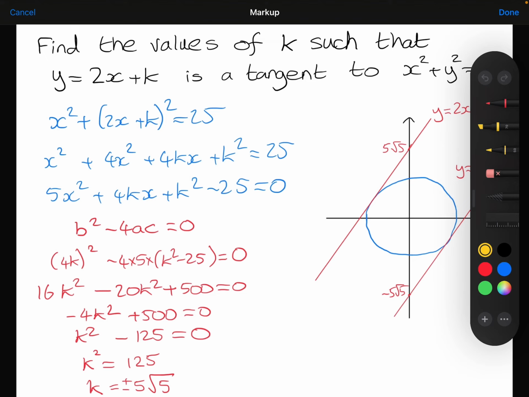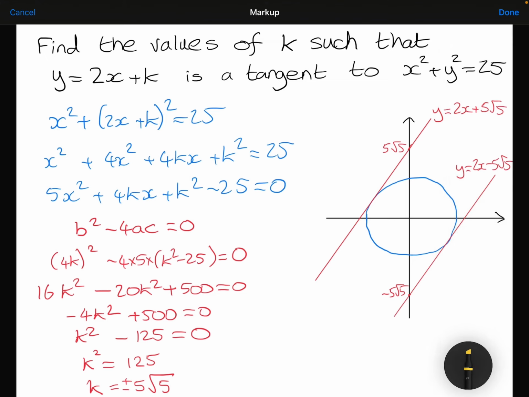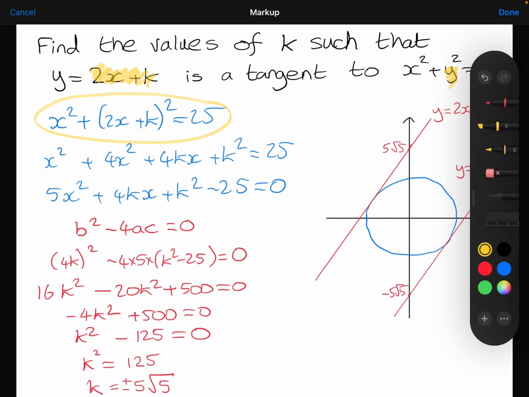So, I've started off in exactly the same way as I did the previous questions by doing simultaneous equations to work out where the straight line meets the circle. So I've substituted my y into the circle there. That's given me this. Next, I've expanded this bracket.